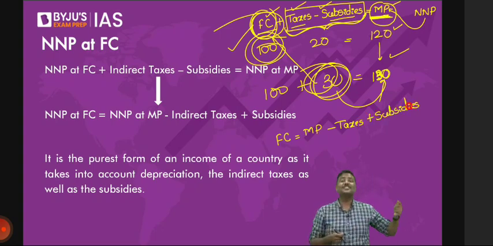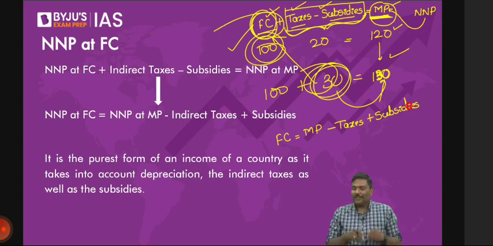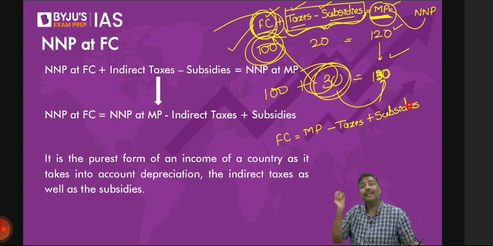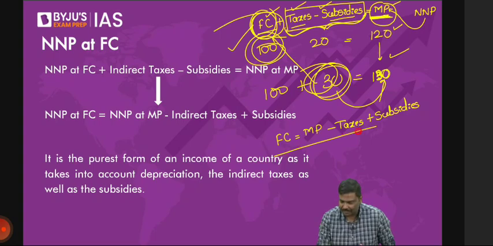In high school, your teacher would have told you, when you have a plus on one side and you shift it to the other side, make it minus. The symbols will reverse. That is exactly what I've done. Factor cost is equal to market price minus taxes plus subsidies.